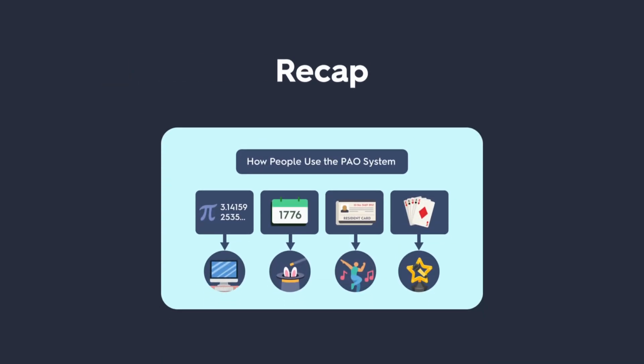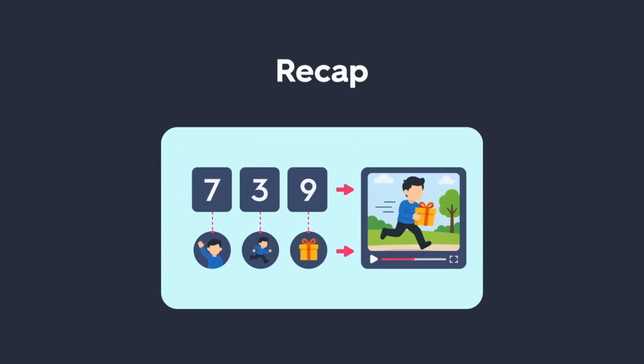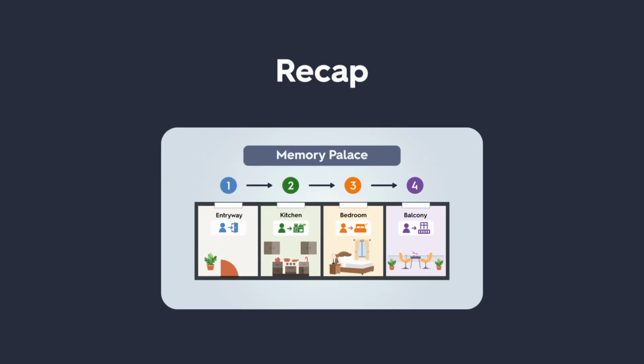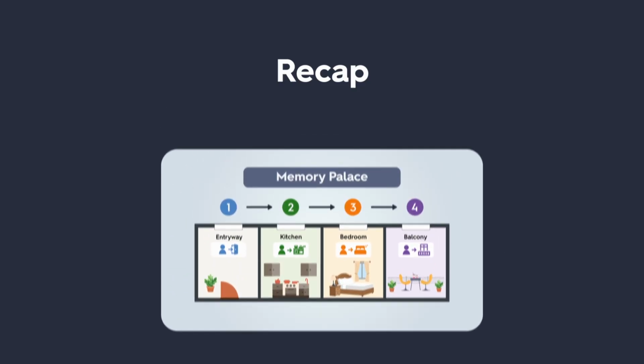To recap, the PAO system works by turning abstract digits into vivid scenes. Each chunk becomes a person doing an action with an object. A memory palace can help you keep those scenes in the right order.